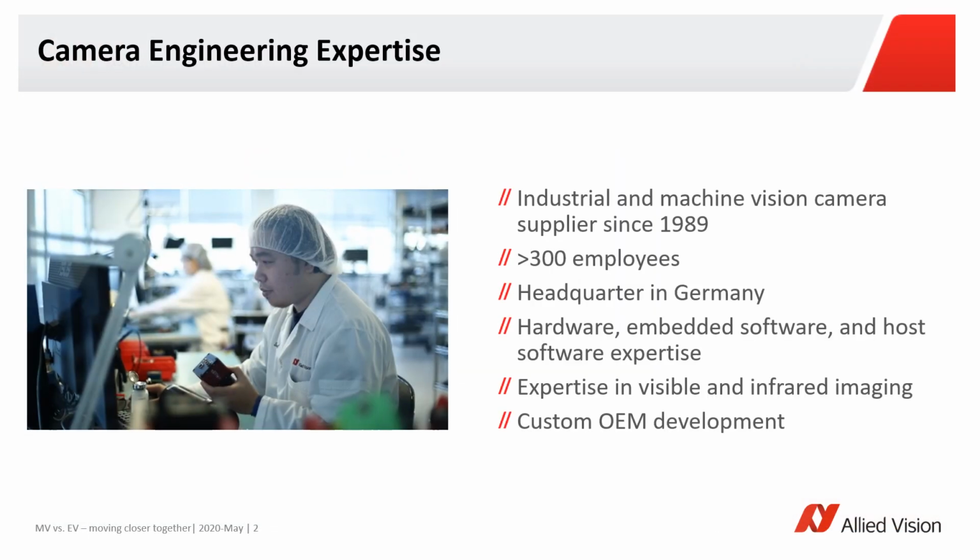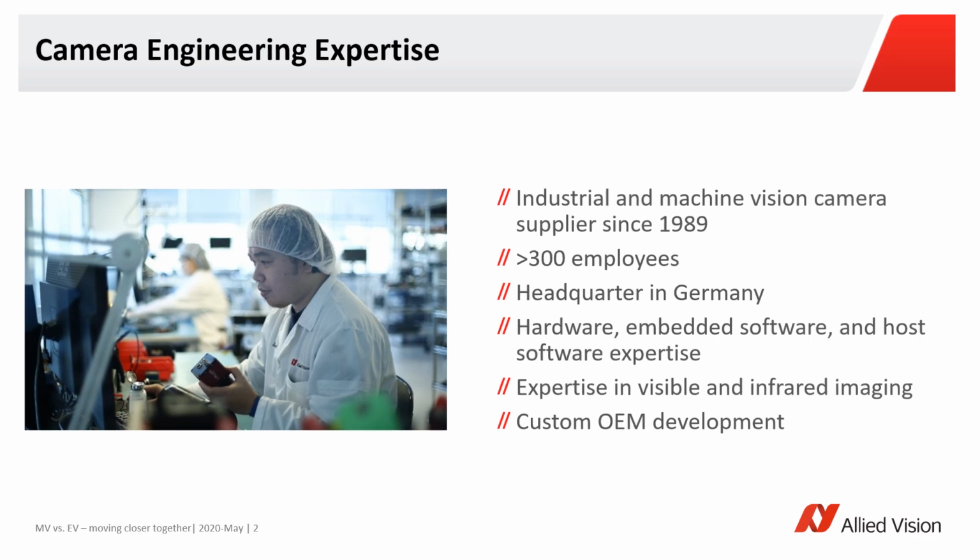First, some words about Allied Vision. We have been building machine vision and industrial cameras for more than 30 years. We have roughly 300 employees. Our headquarters are in Germany. Our expertise lies in hardware and embedded and host software. We do cameras for the visible spectrum, but also for the infrared spectrum and the shortwave infrared spectrum. We also do custom OEM developments.